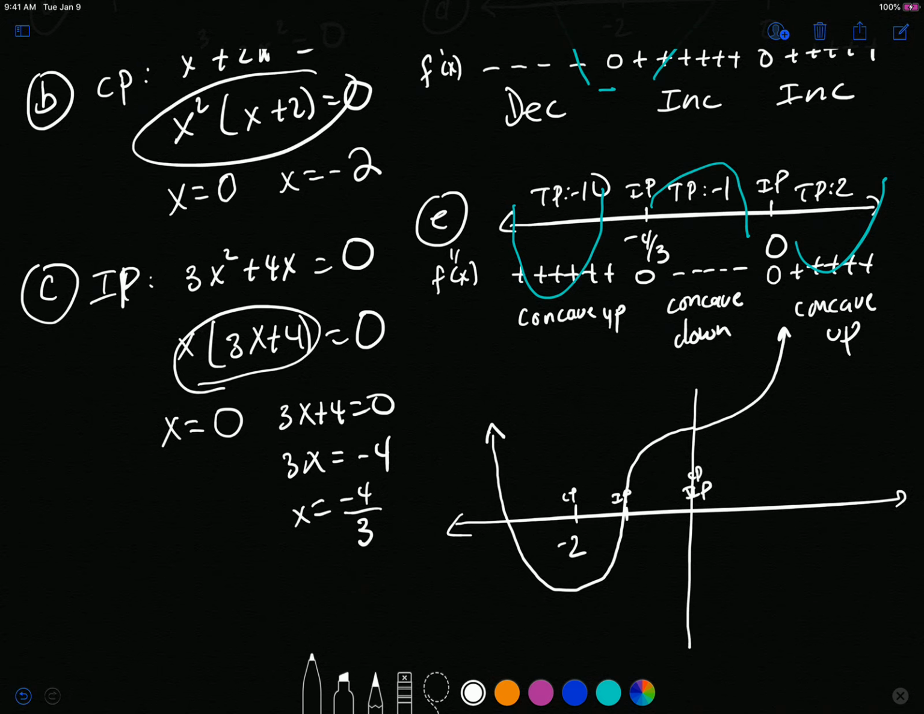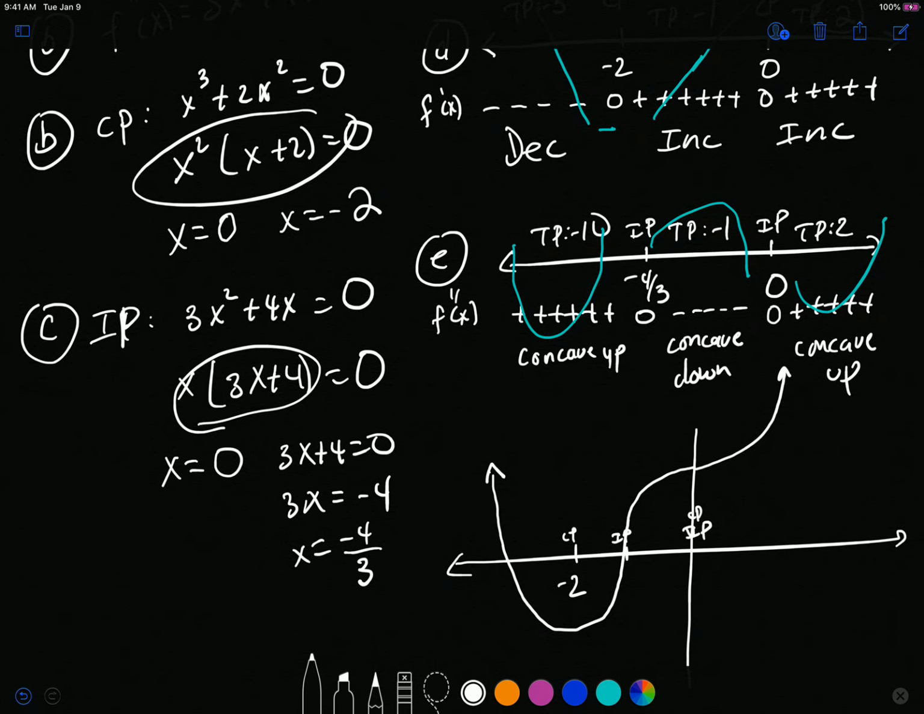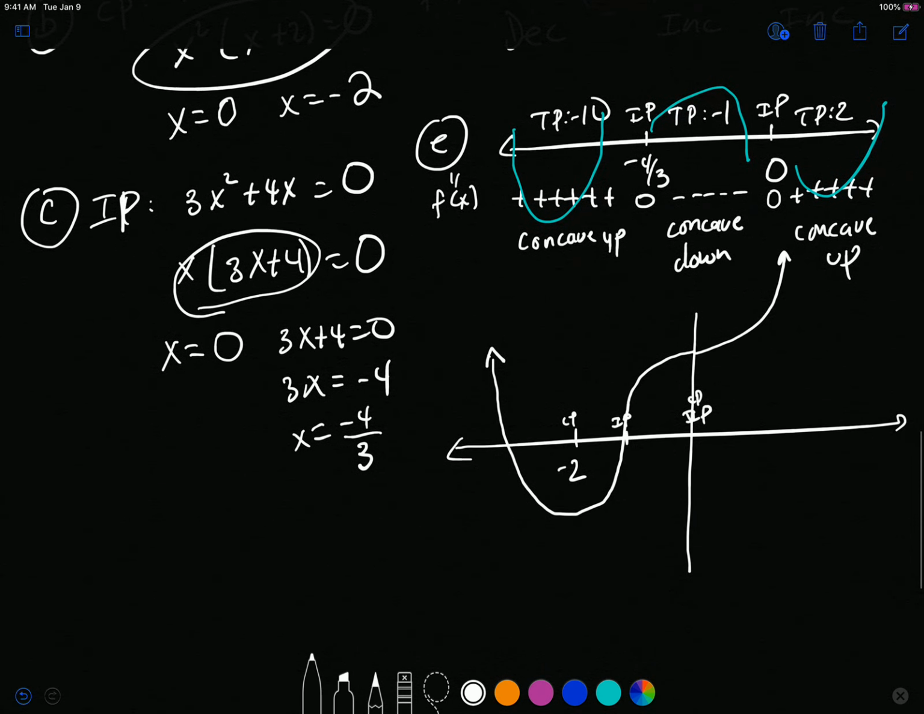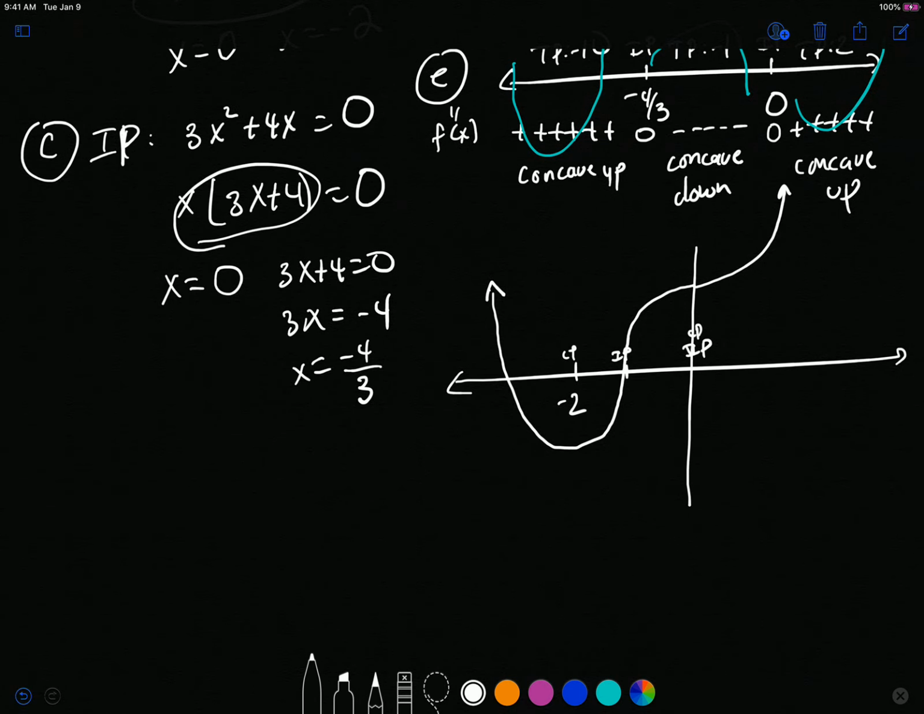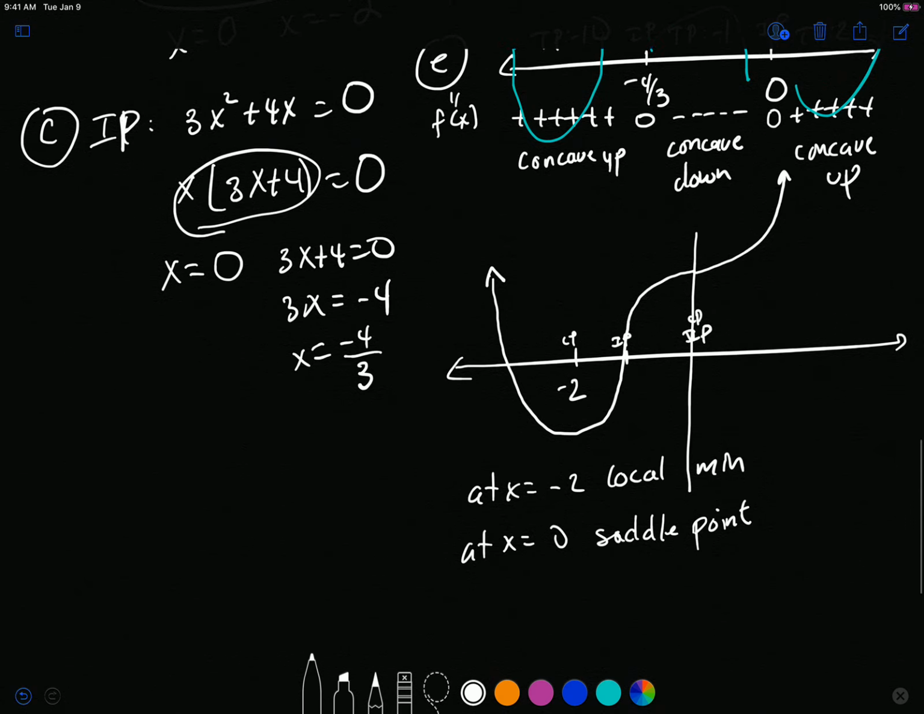So for this graph right here, I have to go ahead and describe the local maximum or minimum at each point. At x equaling -2, we have a local min. At x equaling 0, we have a saddle point. It is neither a local max nor a local min.